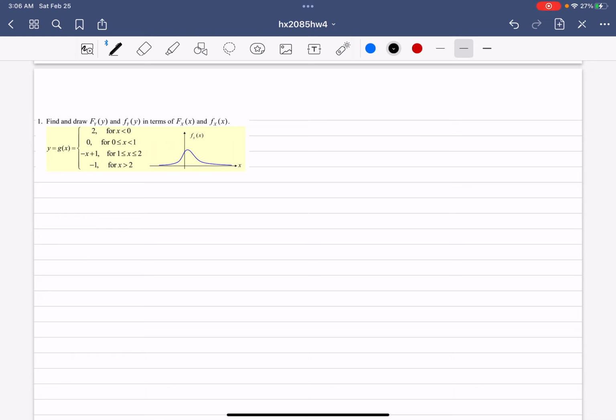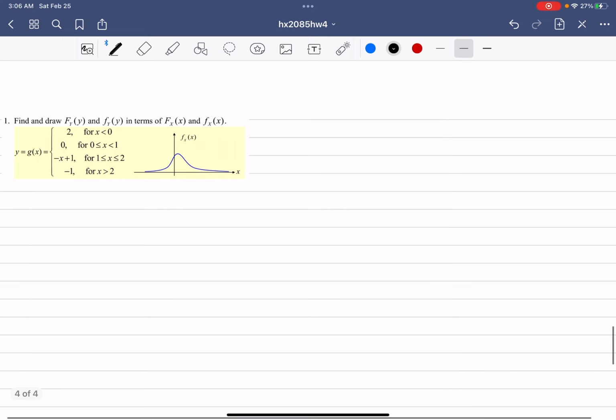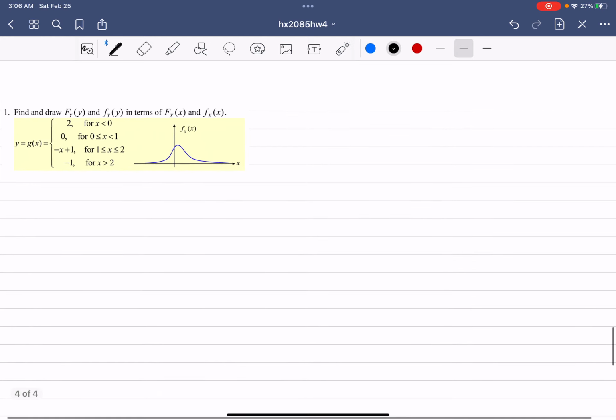The first question asks us to find and draw the distribution function of y and the probability density function of y in terms of the probability distribution, which is the CDF of x, and the probability density function, which is the PDF of x. We are given the function y.